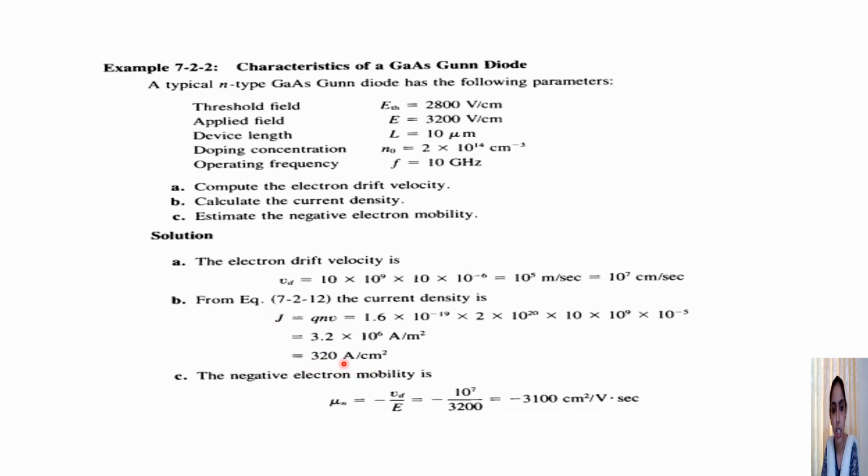Now it is obtained as 320 ampere per centimeter square, and then the negative electron mobility. Usually μ is Vd by E. So here we are asked to compute the negative electron mobility, so remember to put the minus sign here. So μn is minus Vd by E. Substituting these parameter values, you get the expression. So these are the two possible problems which have already been asked from the section of the Gunn diode.